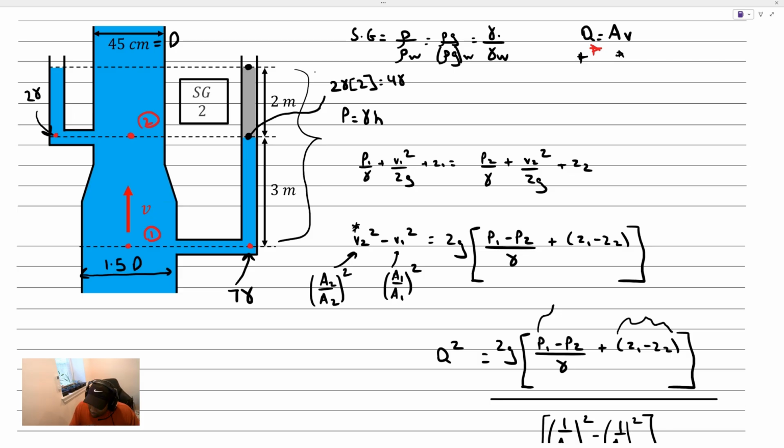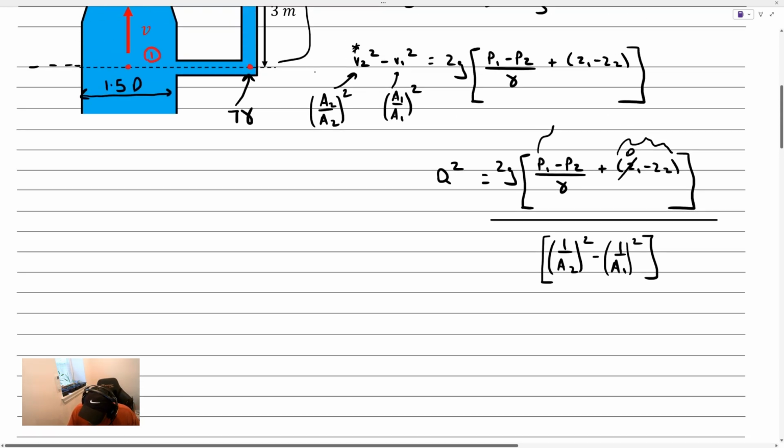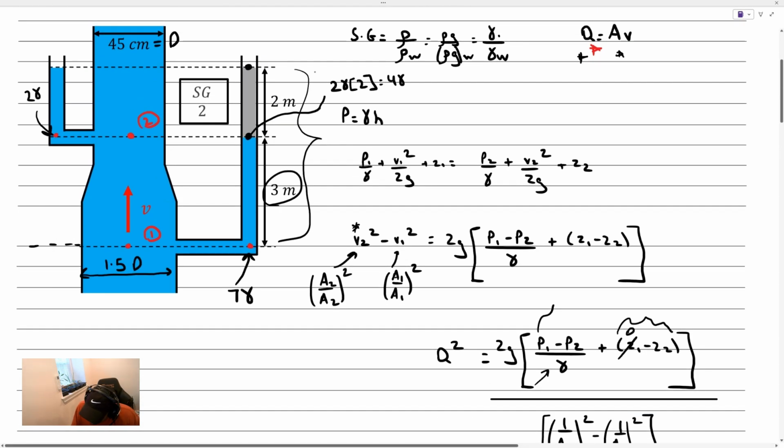Additionally, we did have some elevation terms here, the difference between Z1 and Z2. If we make our datum here, that means that the elevation at point 1 is just going to be 0. The elevation at point 2 is 3 meters higher. So if I go ahead and make some of those substitutions here, what I get is that the Q squared term is 2g. Remember that P1 term was equal to 7 gamma. The P2 term was equal to 2 gamma. And we have a gamma in the denominator here, which cancels out. We'd end up with just a 5 here. And then subtract off the elevation difference.